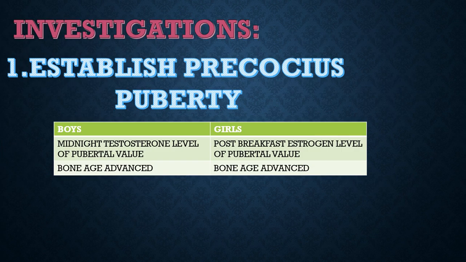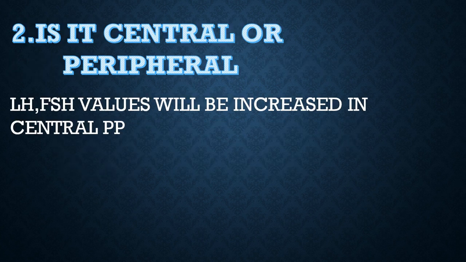Okay, now what will be the investigations that you have to do for it? So first of all, you have to establish whether the child has precocious puberty or not. For that, what will be the investigation? In boys, you will do the midnight testosterone level, and in girls, you will do post breakfast estrogen level. And if both of them are of pubertal value, that means that the child has precocious puberty. And then you have to check the bone age, which will be advanced.